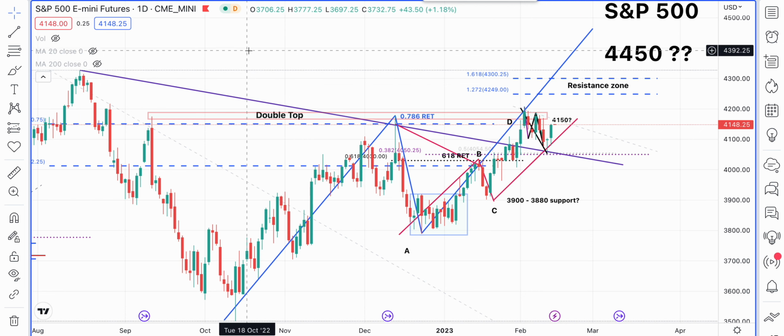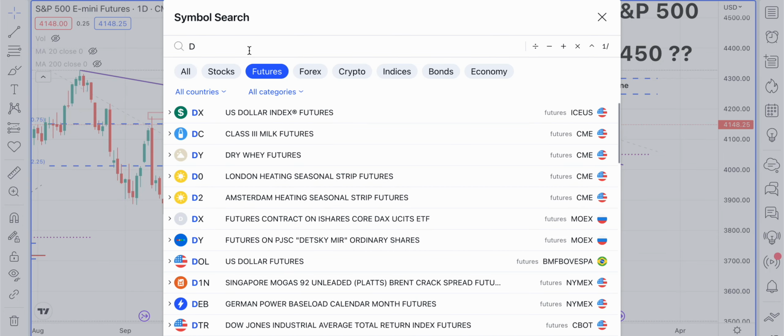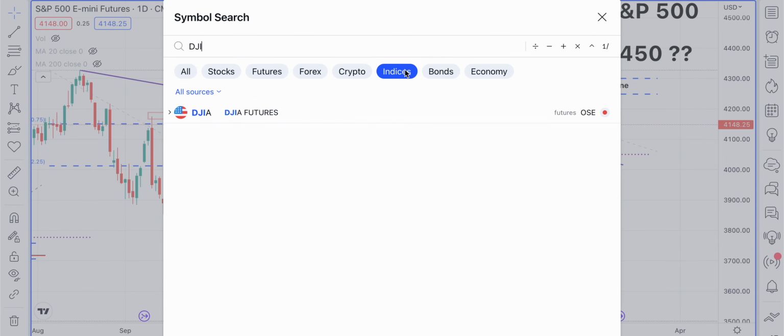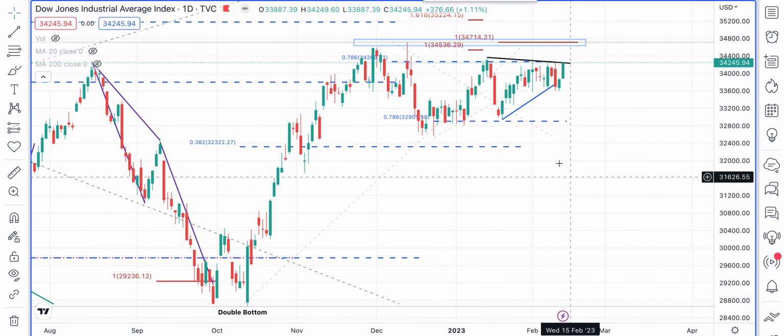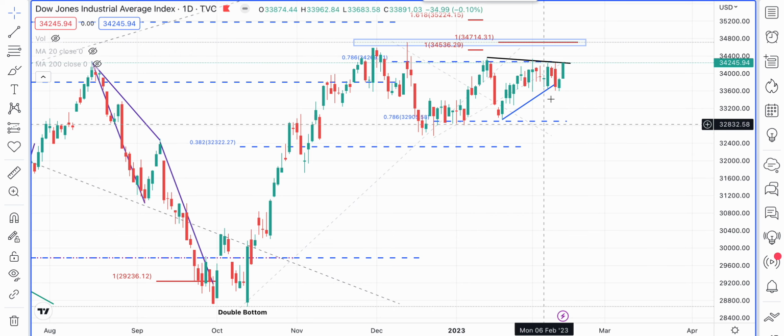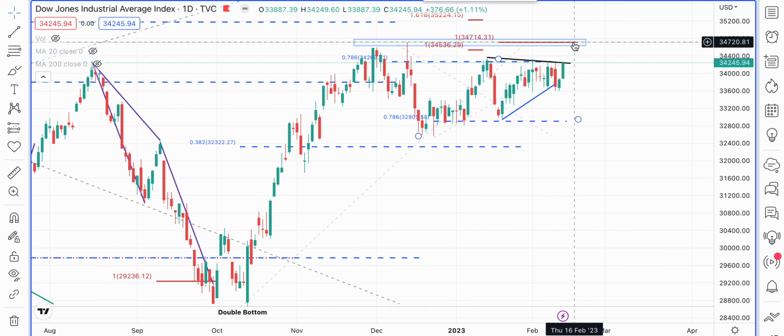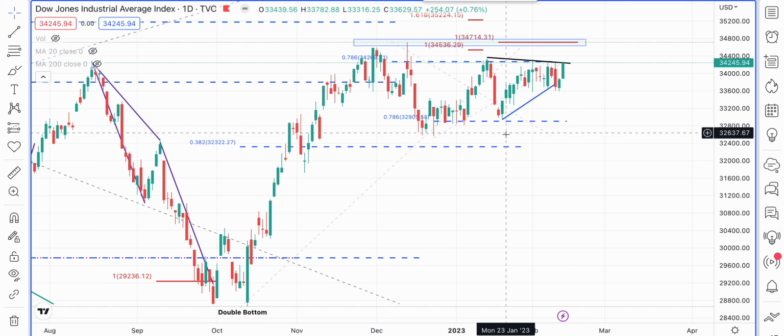Okay, so let's take a look at the Dow Jones. Dow Jones we like to take a look at in cash terms. So what we can see here is that we were waiting for the ABCD formation, which is a one-to-one projection, to take us to somewhere around 34,700 on the Dow Jones cash.